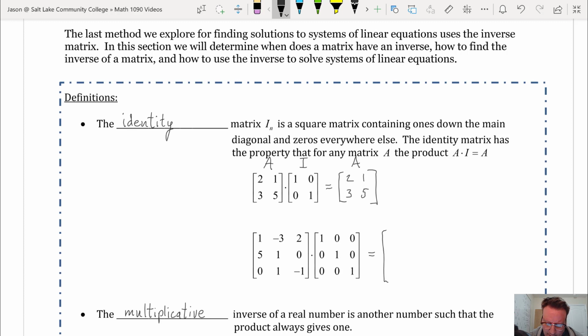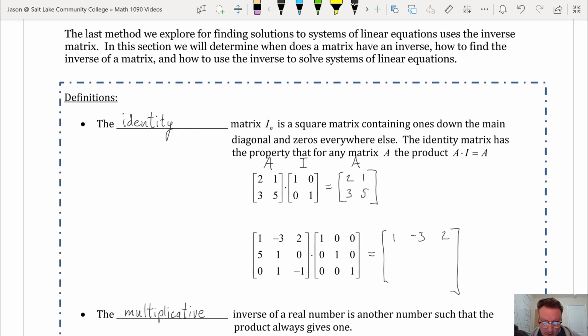If we do this product, if I pair up this row with this column, notice we get 1 times 1, negative 3 times 0, 2 times 0. It's just going to pick off that 1 at the top. Then if I pair that first row with the second column, I get 0, negative 3, 0, so I get the negative 3. If I pair the first row with the third column, I get 2. So notice it's staying the exact same.